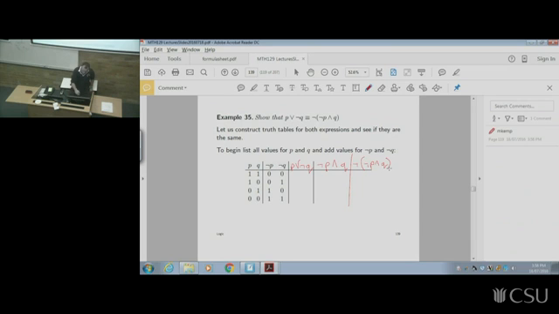And what you're hoping is that these two columns here will have the same values. If they are, bang, that means they're proved by the truth table. If not, they're not the same.